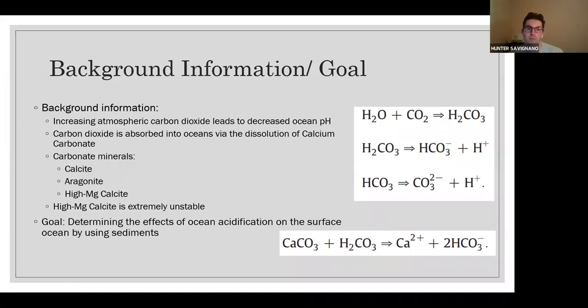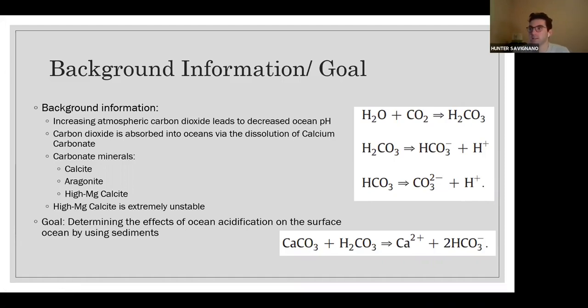As you'll know, as atmospheric carbon dioxide increases, it tends to lead to a decrease in ocean pH, and you can kind of see how that's occurring right here. As H2O interacts with carbon dioxide, it forms carbonic acid. That carbonic acid will break down into bicarbonate and a hydrogen ion, and that bicarbonate can further break down into carbonate and another hydrogen ion.